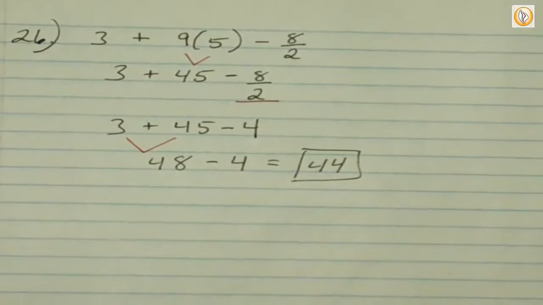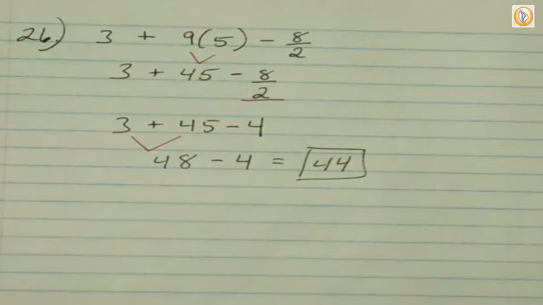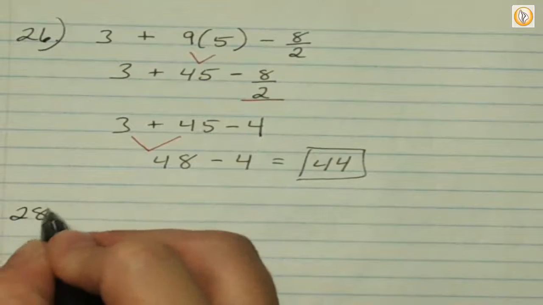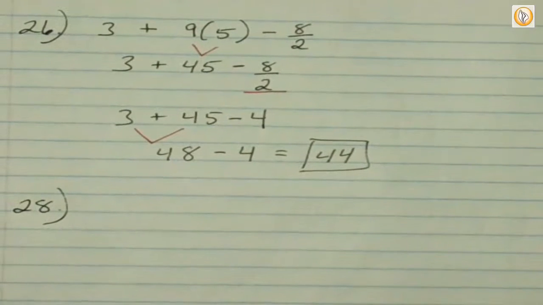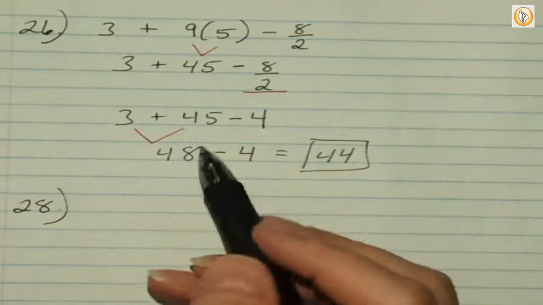I kept on thinking division. I know. Even after you said subtraction, I still was thinking division. That's okay. That's that attention to detail. That's what I'm talking about. It's silly mistakes. Any questions about 26?